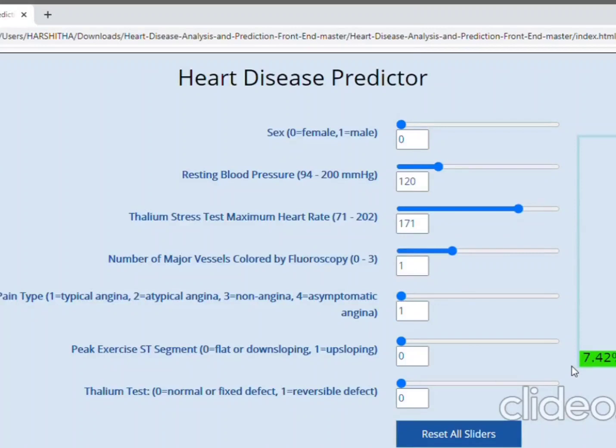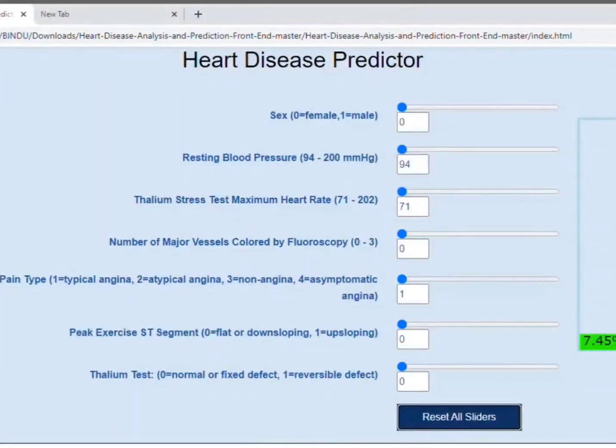Like that, if the gender is male and it has different ranges of symptoms, we can also see less chances of heart disease prediction. With the help of these attribute ranges based on our body symptoms and the change in the color of the slide, we can say whether we have a heart disease or not. This is the front end of our project. We have used HTML, CSS and JavaScript for the front end.